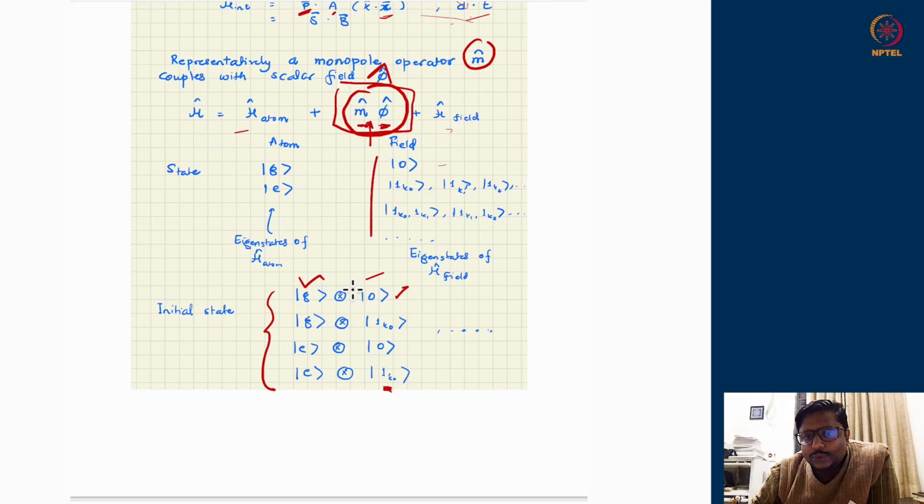So as soon as this perturbation or the coupling is turned on, these states do not remain eigenstates of the full Hamiltonian. Therefore, they will change from being this. And then we would compute, using the quantization of the field and the understanding of the atomic part, where the state goes. All right.